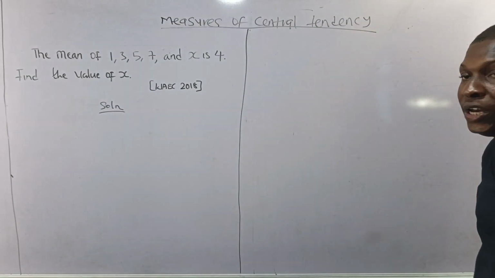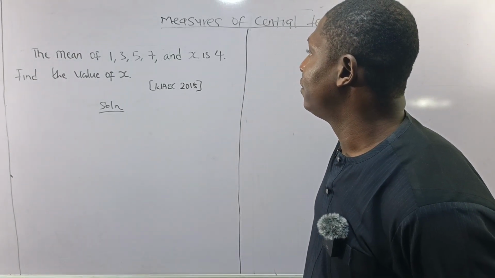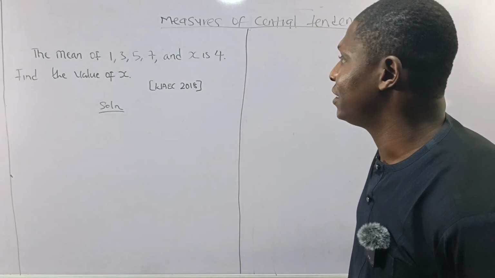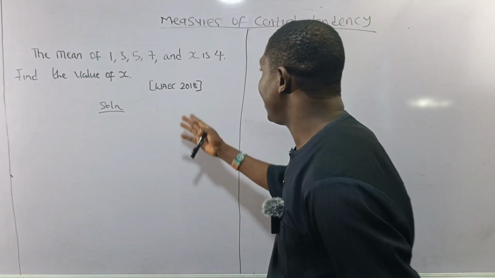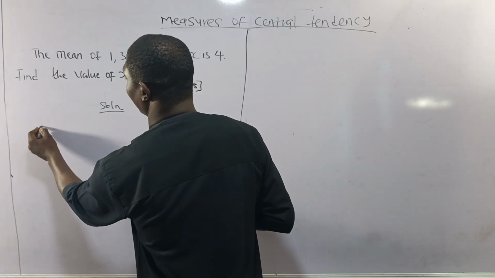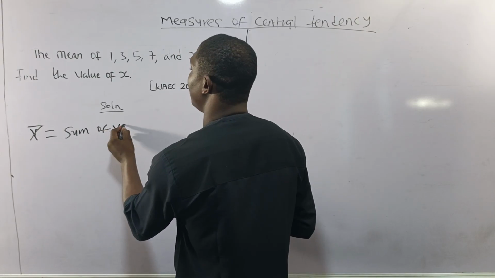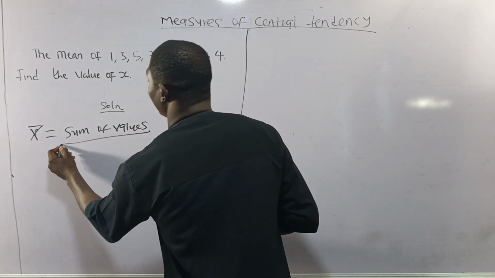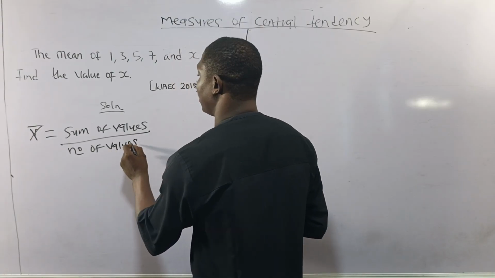So we have a question relating to mean. It says the mean of 1, 3, 5, 7 and x is 4. Find the value of x. This is from 2018. Now, our mean, which is x bar, is equal to the sum of values divided by the number of values, which is taken as n.